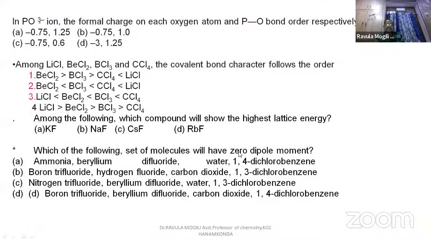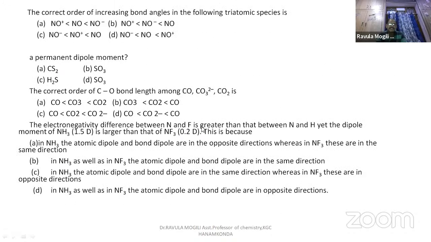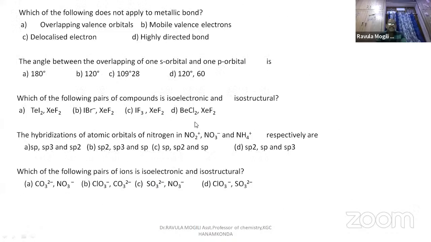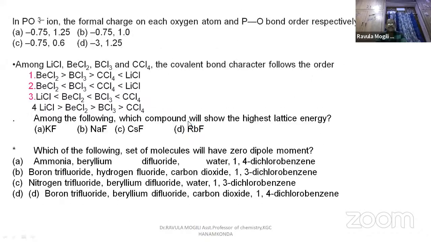So this is regarding hybridization concept and molecular orbital theory. Some of the examples were discussed in previous classes. So these are some of the examples discussed. Okay.